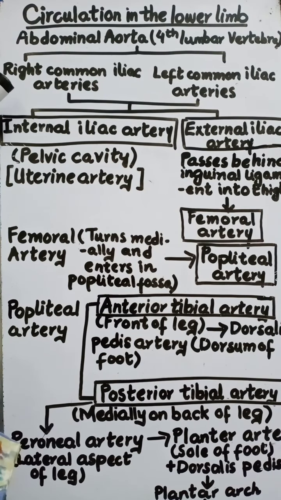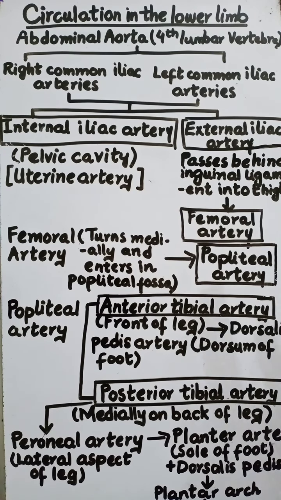arteries. These two arteries are branches of the abdominal aorta, which at the level of the fourth lumbar vertebra forms these arteries. Right and left common iliac arteries divide into internal iliac artery and external iliac artery. Internal iliac artery supplies the pelvic cavity, and the most important and largest branch of this artery is the uterine artery, which supplies the reproductive organs of females.